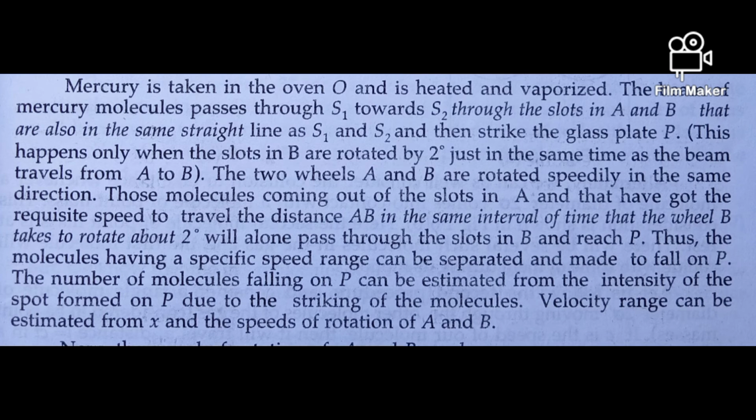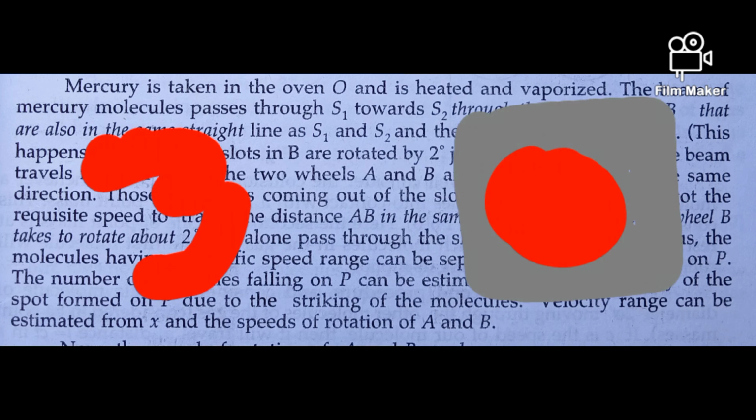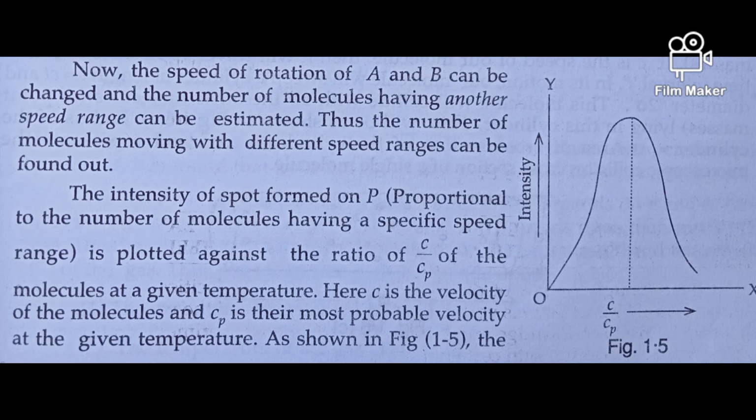The number of molecules falling on P can be estimated from the intensity of the spot formed on P due to the striking of the molecules. The velocity range can be estimated from x and the speed of rotation of A and B. Now the speed of rotation of A and B can be changed and the number of molecules having another speed range can be estimated. Thus, the number of molecules moving with different speed ranges can be found out.